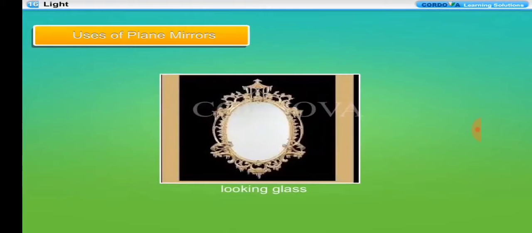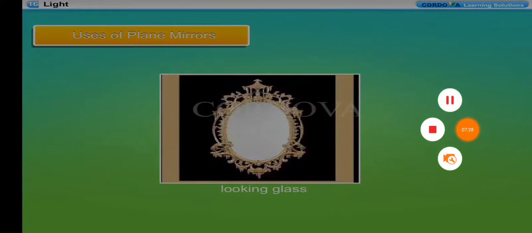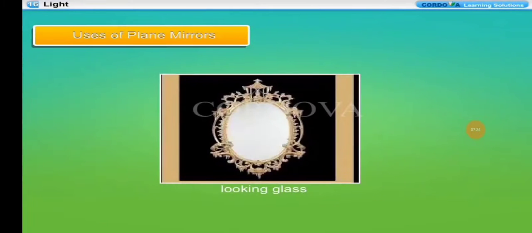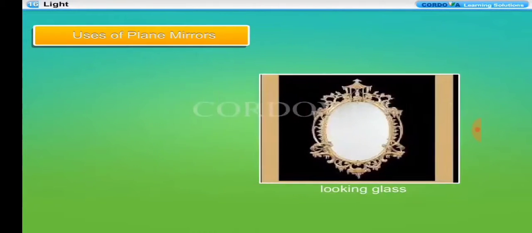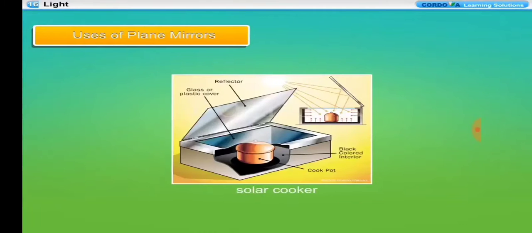Uses of plane mirrors. Plane mirrors are often used as looking glass, as reflectors in solar cookers, and to provide a false dimension, a sense of greater space, when the workplace is very small. The effective length of the room appears to be increased by keeping the two mirrors facing each other when fixed on the opposite walls of the room.